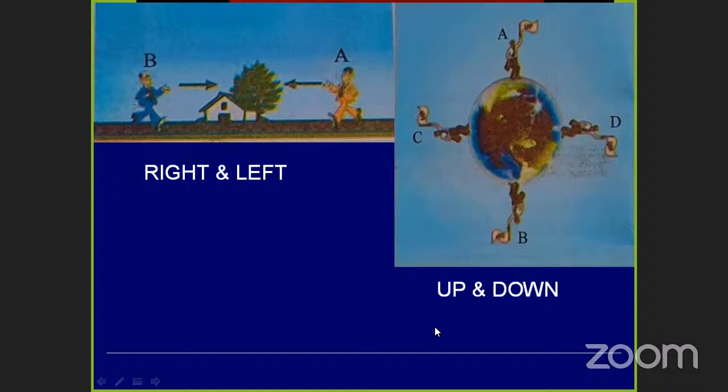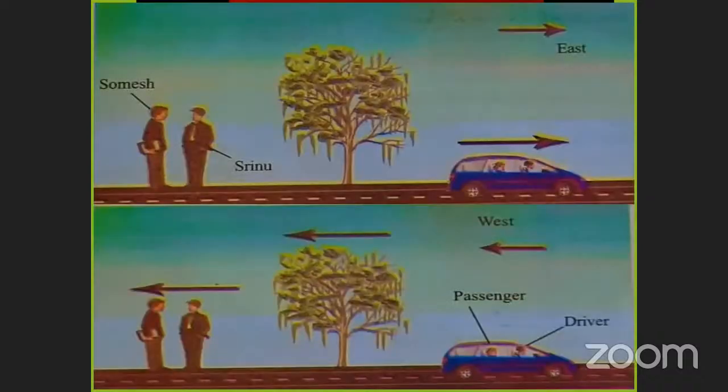In the same way, up and down orientations, would they be the same for all persons at all places? No. They change with the point of observation on the globe. In the same way, motion is also relative to the observer. Children, observe these pictures.